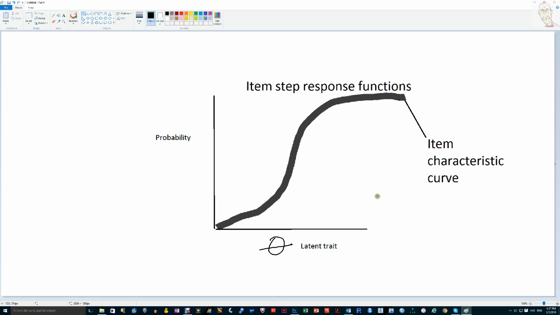Please note that the item characteristic curve is sometimes described as the item response function, so you can see this relationship in the terminology. However, here I'm going to describe the overall relationship between the score on an item and the latent trait as the item characteristic curve, and what I'm going to describe now are the item step response functions.